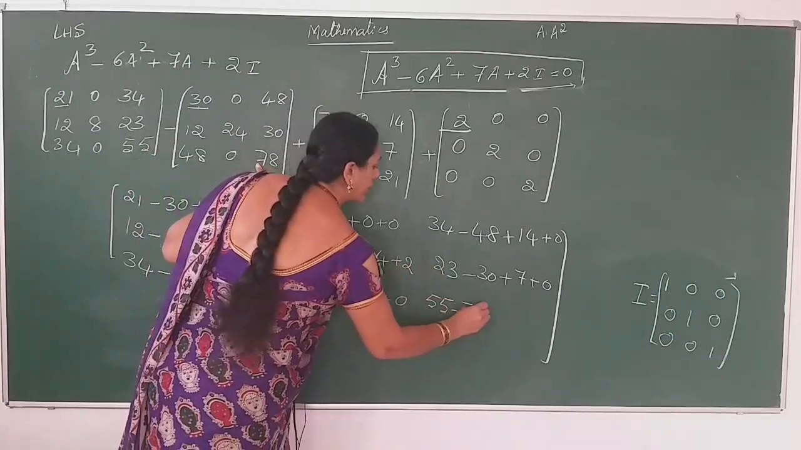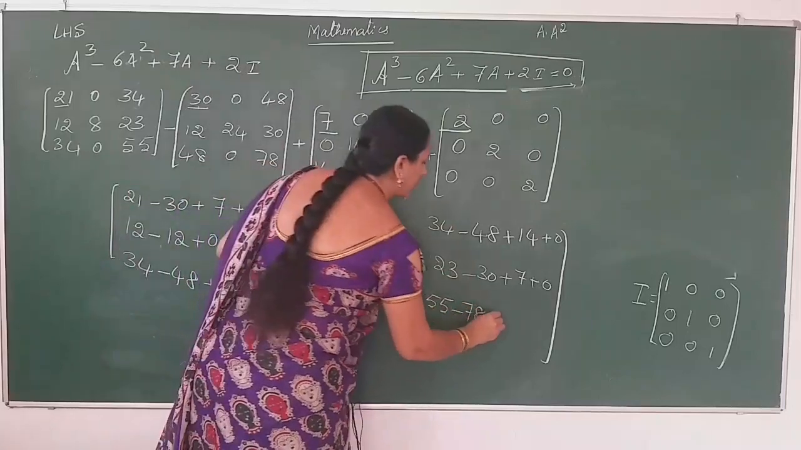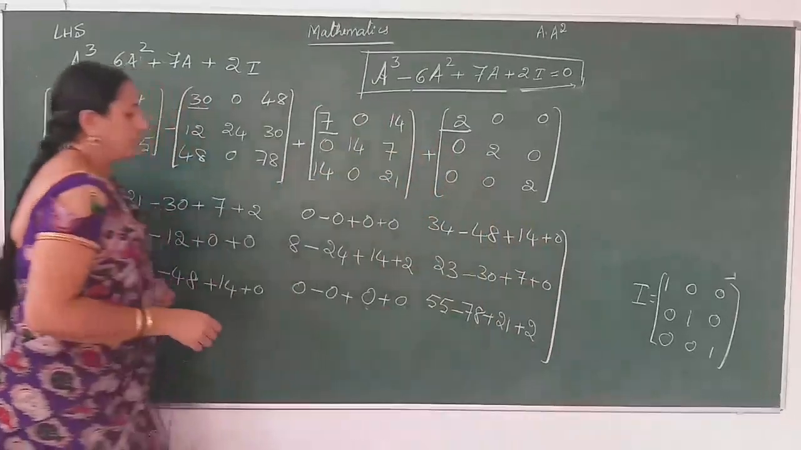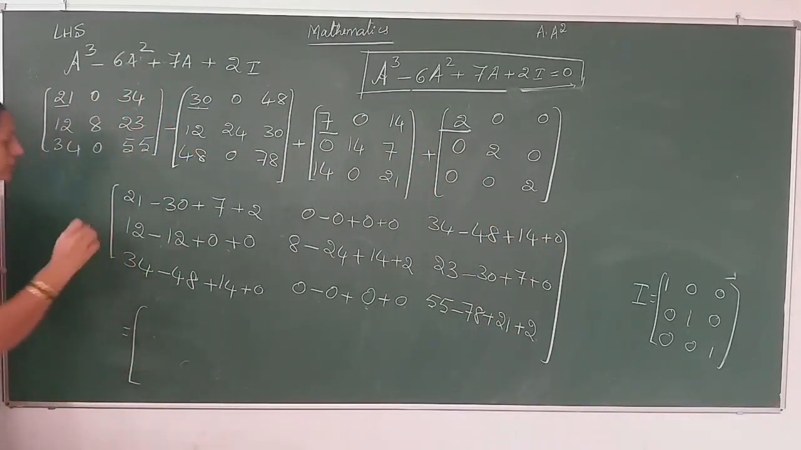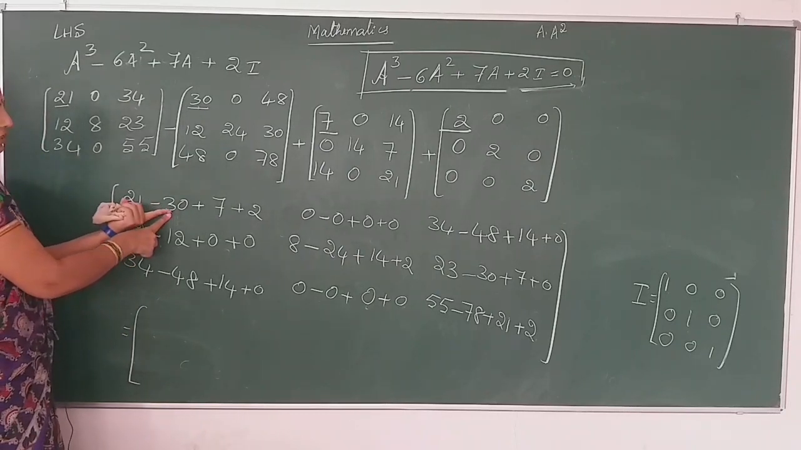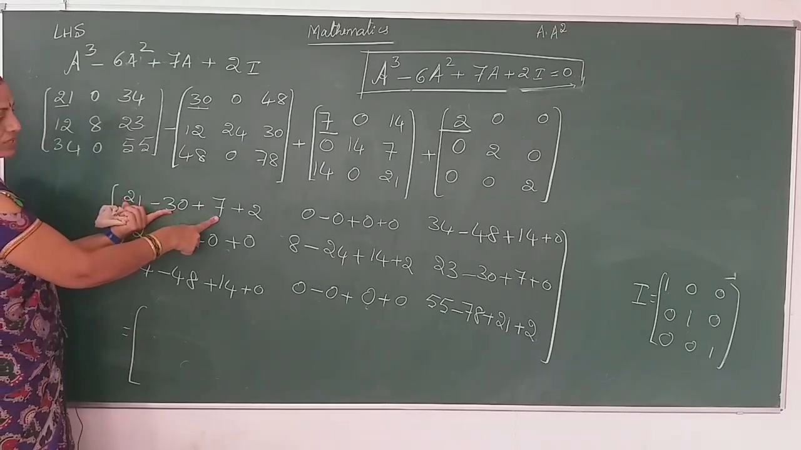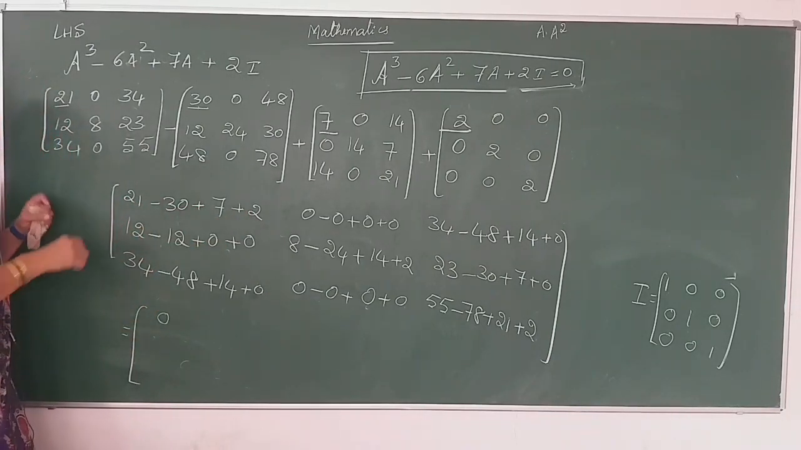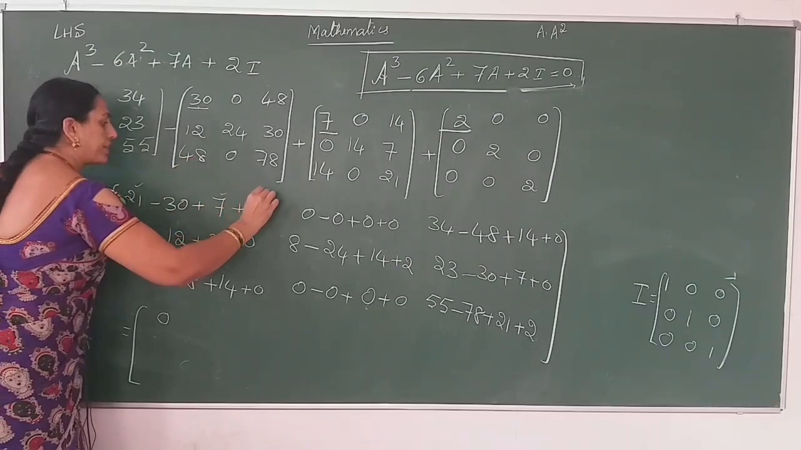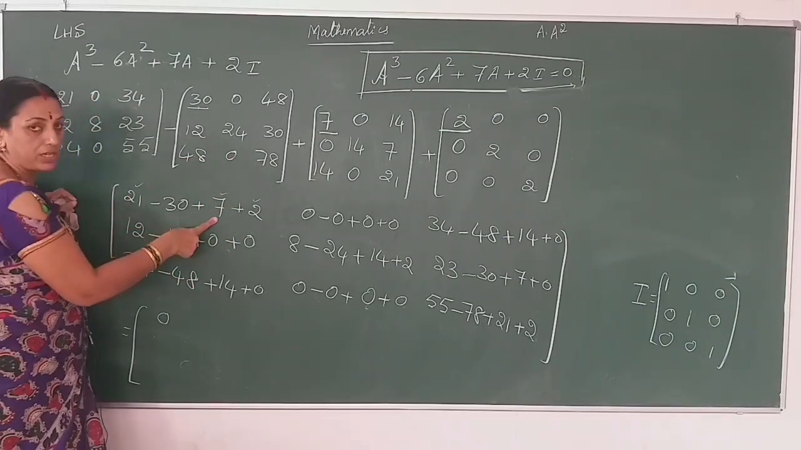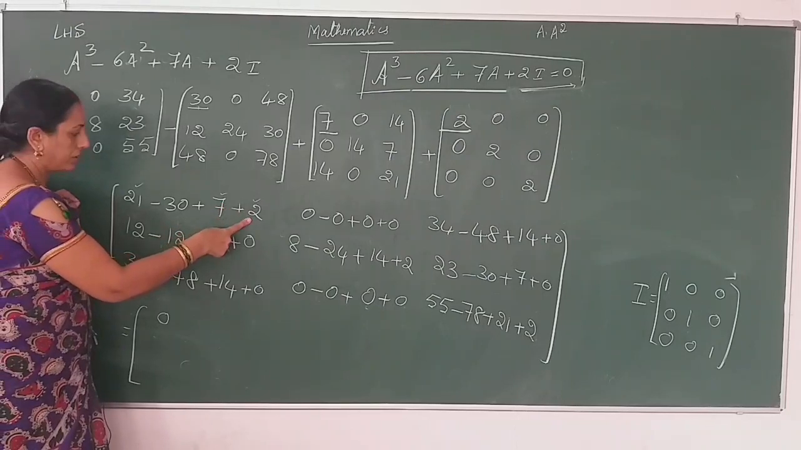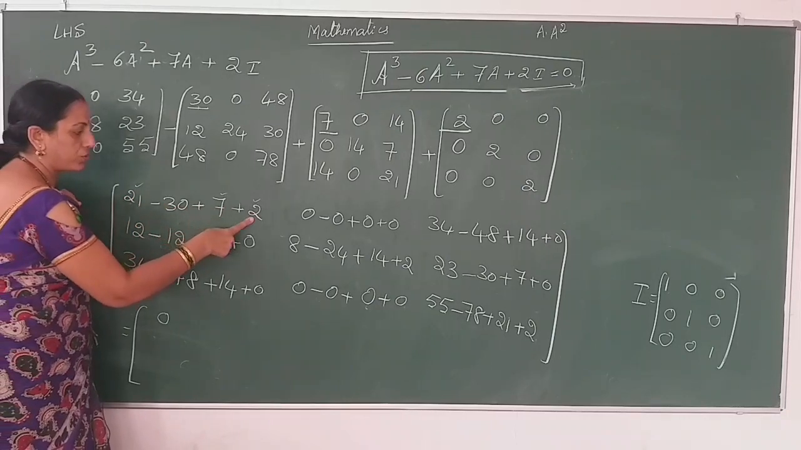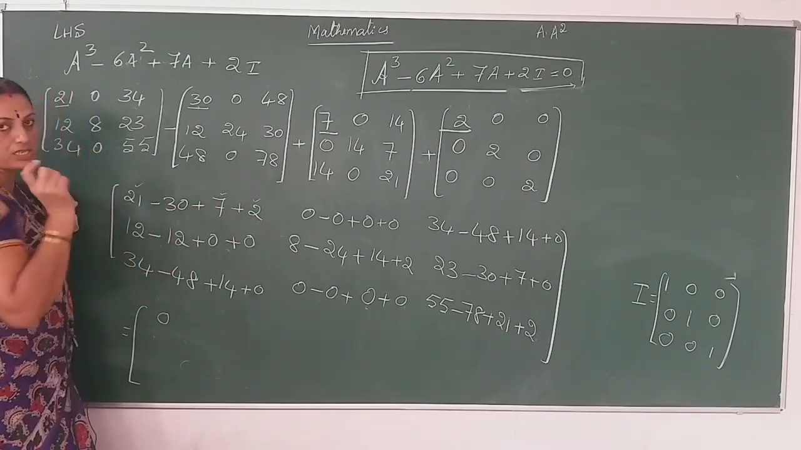minus 78 plus 21 plus 2. So we add and subtract the elements. 21 minus 30 is minus 9. Minus 9 plus 7 is minus 2. Minus 2 plus 2 is 0. Otherwise, we can add all the positive terms with each other. 21 plus 7 is 28. Plus 2 is 30. 30 minus 30 is 0.